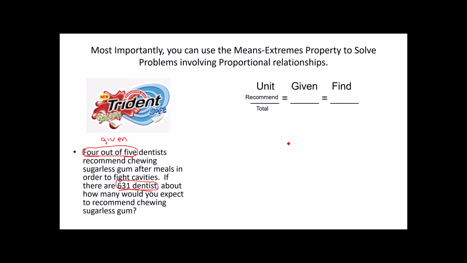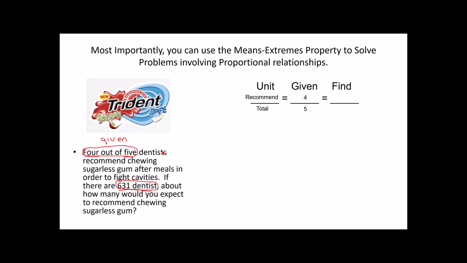The hardest part for students at any grade level in setting up a proportion for a word problem is making sure the numbers go in the right place. Once the numbers are in the right place, almost everybody solves these correctly. The most difficult thing is getting them in the right place. This is the best way to make sure that happens, by having this unit ratio written. Notice they told me 4 out of 5. So I know I've been given 4 people recommend out of a total of 5 people.